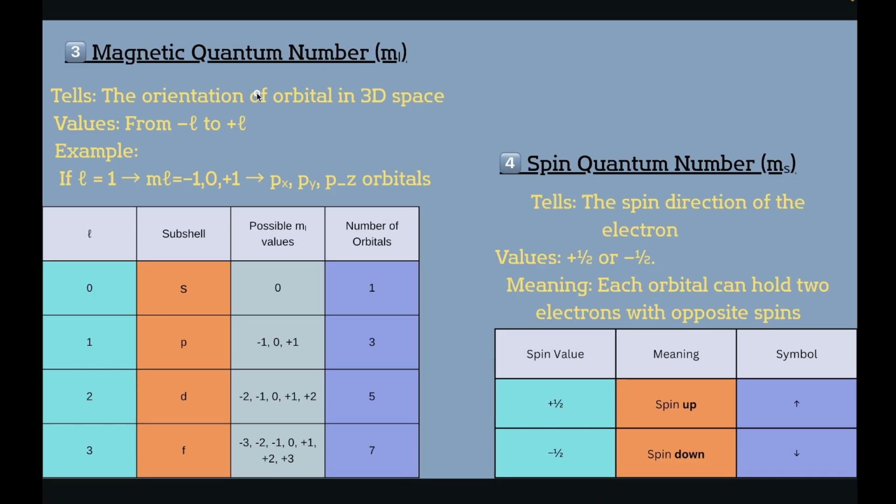Next is the magnetic quantum number. It is denoted by m. It tells us how many orbitals are there in a subshell and their orientation in space. The number of orbitals within a subshell like s, p, d, f and the orientation of these orbitals in 3D, like in the x, y and z direction. The value of m for a given l is minus l less than or equal to m less than or equal to plus l.